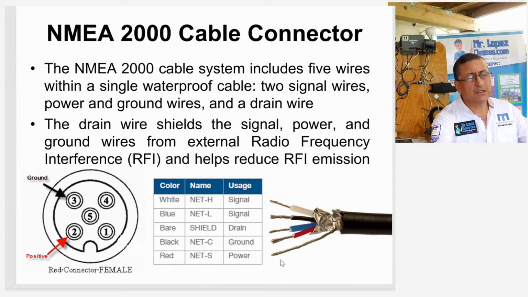Two of those wires, the white and the blue, are for signal, and two wires, the black and the red, are for power, and the bare cable is the drain, for grounding or bonding. Two cables for power and two cables for data.